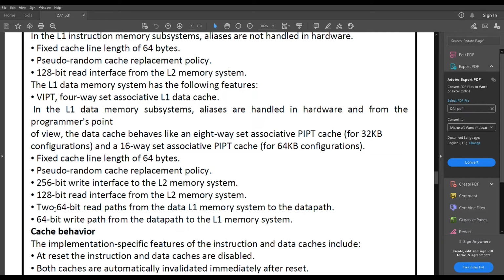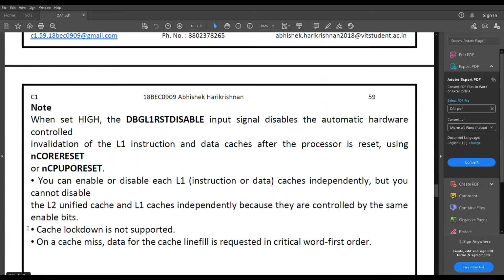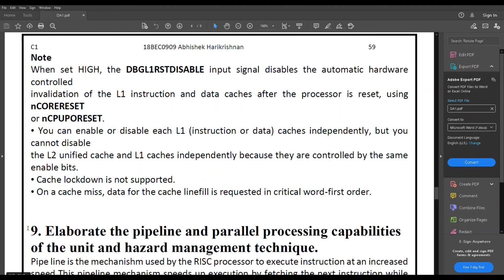The implementation specific features of the instruction and data caches include: at reset, the instruction and data caches are disabled. Both caches are automatically invalidated immediately after reset. We can enable or disable each L1 instruction or data cache independently, but you cannot disable the L2 unified cache and the L1 caches independently because they are controlled by the same enable bits. Cache lockdown is not supported in this processor. On a cache miss, data for the cache line fill is requested in critical word first order.